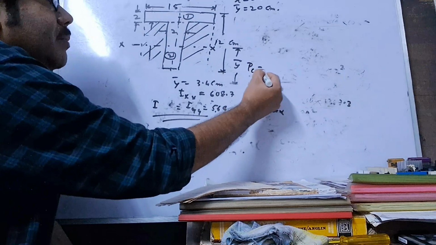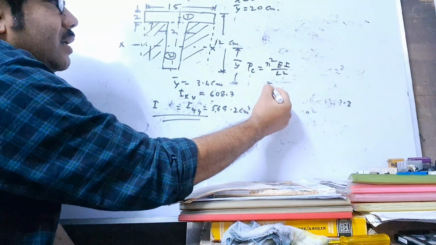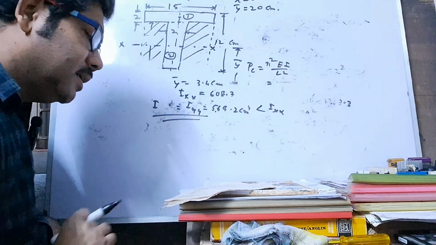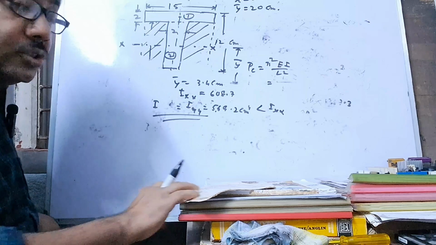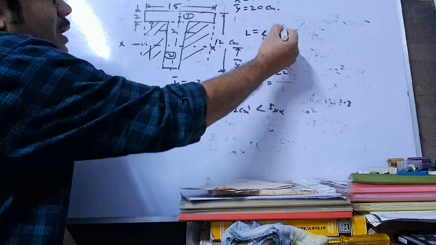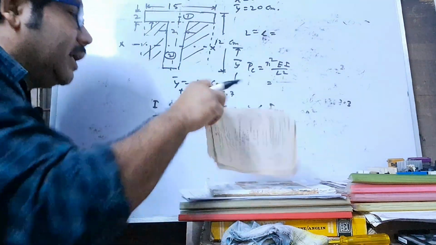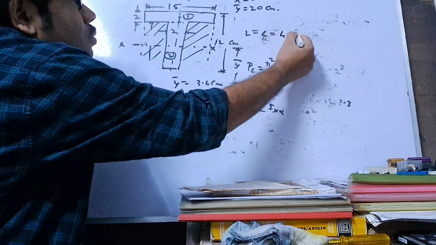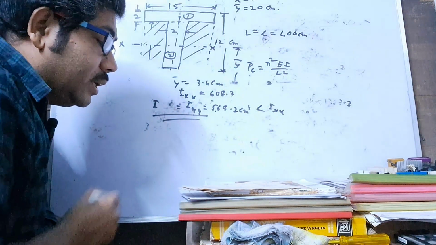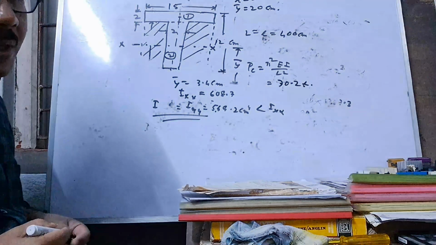And similarly, crippling load, this is pi squared EI by L squared. Here capital L, remember, both ends hinged, that means capital L equal to small l. And here the value of L is 4 meter, that means 400 centimeter, and the answer will be 70.2 ton. You must calculate.